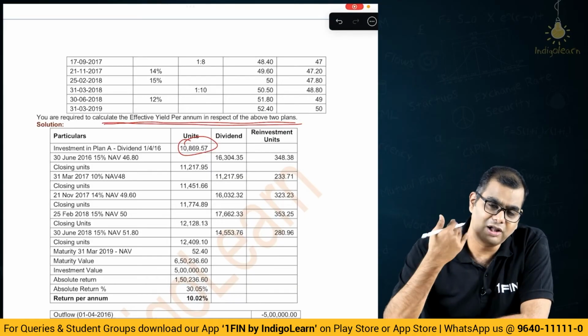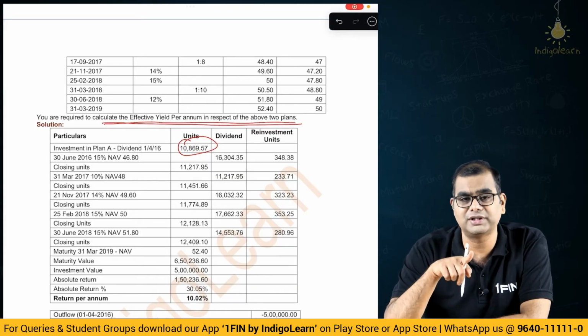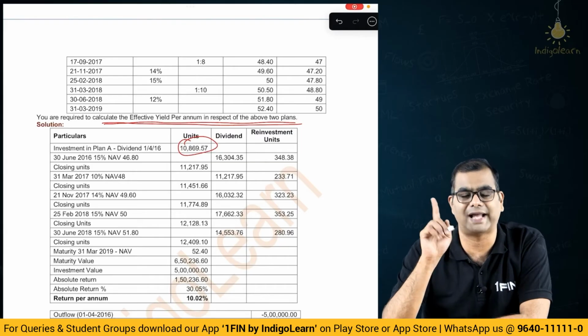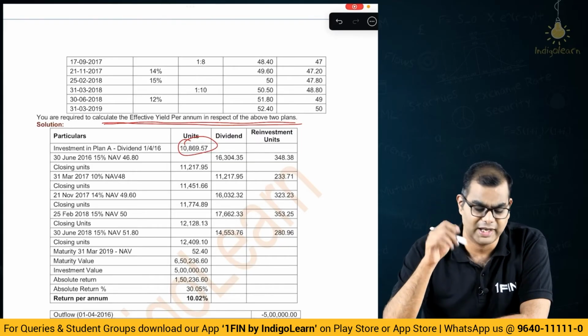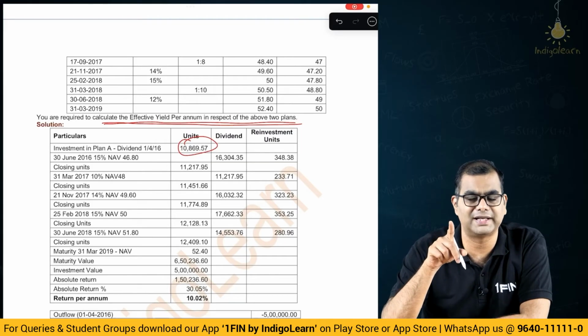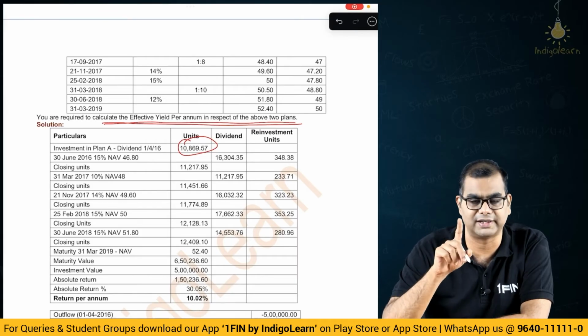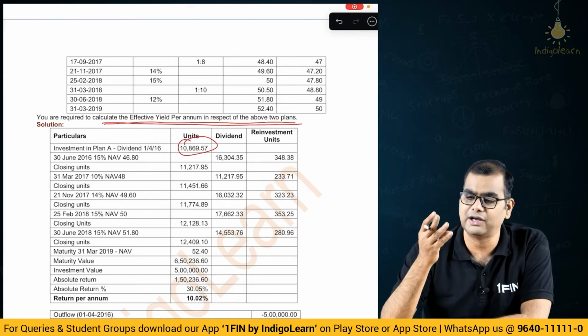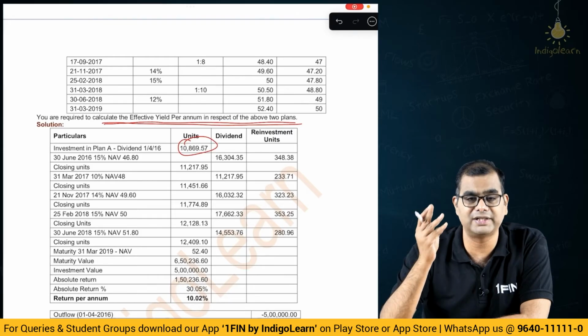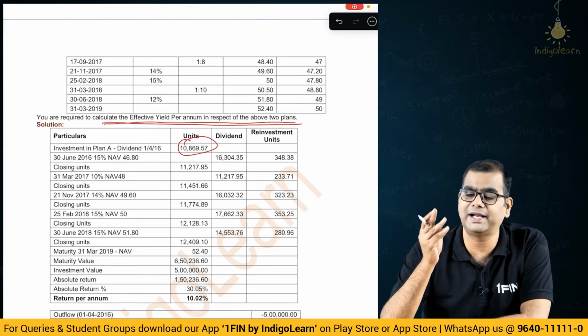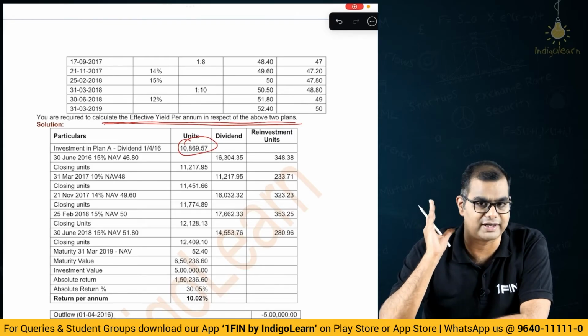We're assuming that all these units are reinvested, and we are also assuming that in case of a dividend reinvestment plan, there is no tax impact, there is no capital gains impact also. In some questions where they give you capital gains impact or tax impact, you have to consider it. In this question, we will assume both the things. All the dividends received are reinvested in the same plan, and there is no tax impact on dividend reinvestment.